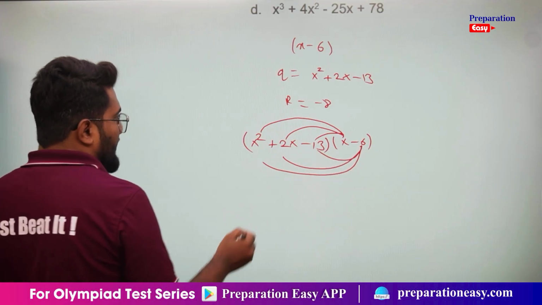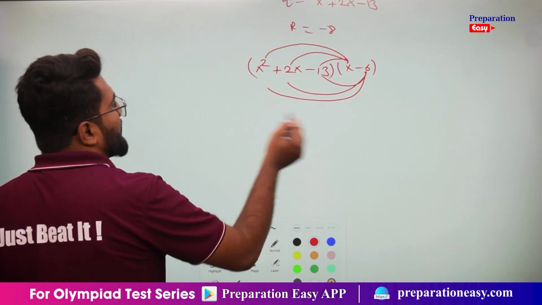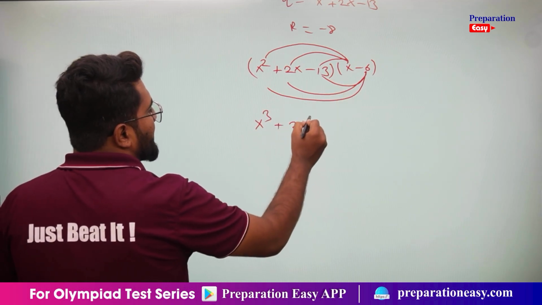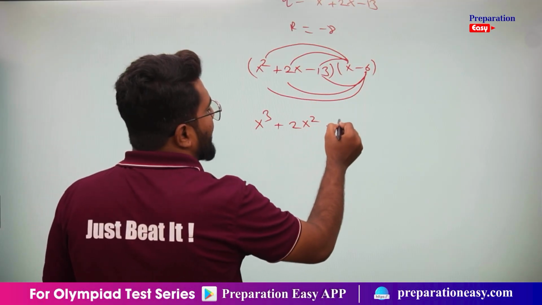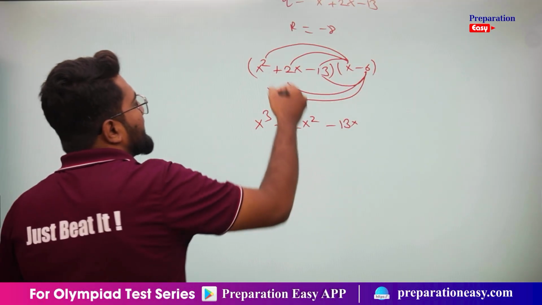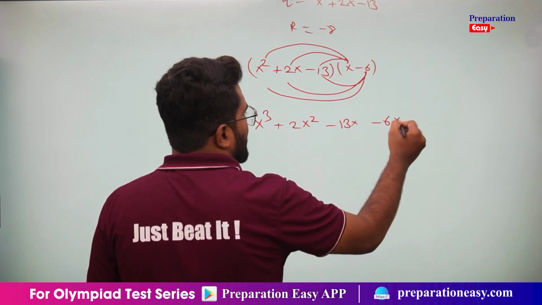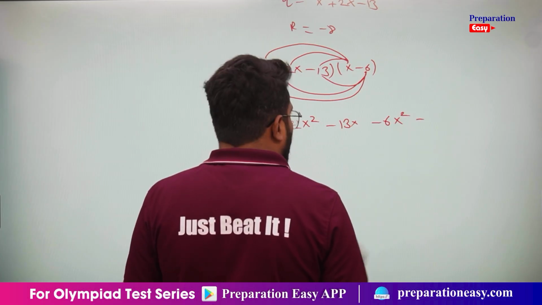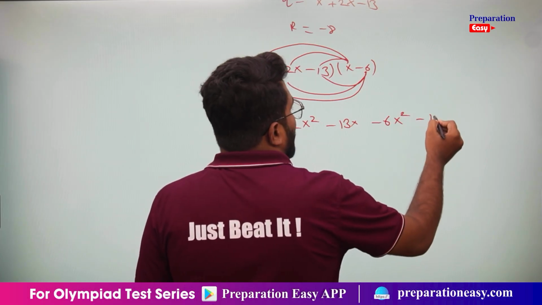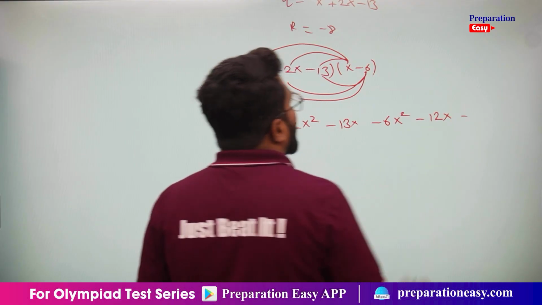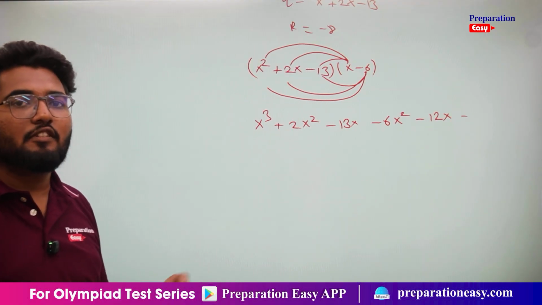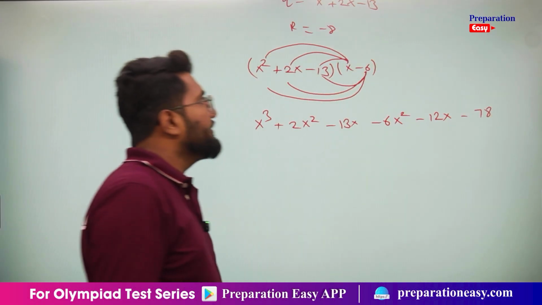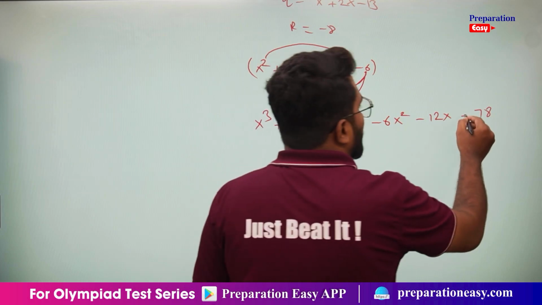Okay, so first x into x square, what will it become? x cube. Then 2x into x will become 2x square. Then minus 13 into x, minus 13x. Again minus 6 into x square, minus 6x square. Then minus 6 into 2x, that is minus 12x, and then minus 13 into minus 6 will become plus 78, because both are minus.